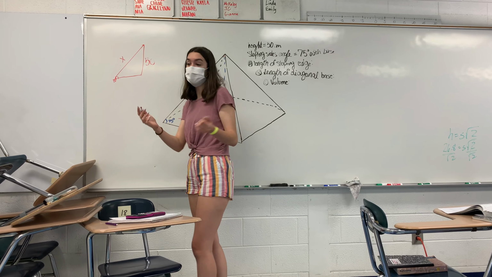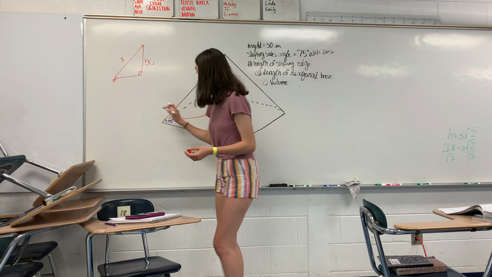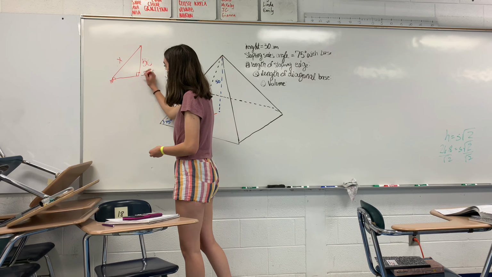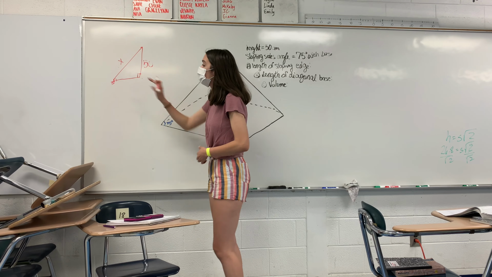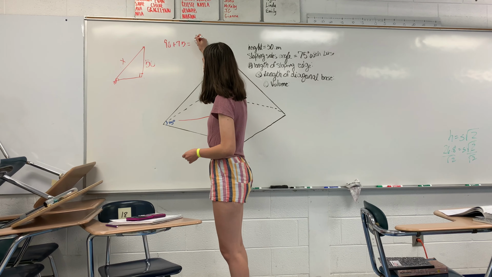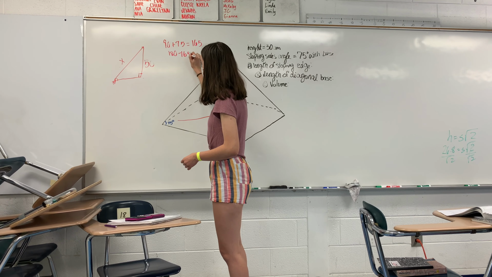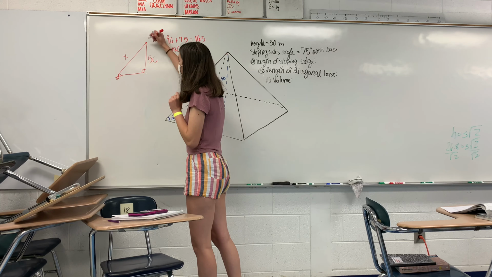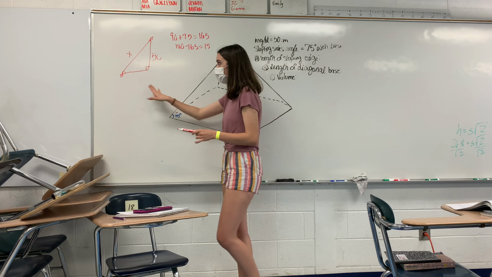Now, we can also find the angles of all three corners. This is a right angle because they meet at the center of the base, so that's 90 degrees. To find this little angle, 90 plus 75 is 165, and 180 minus 165 is 15. So this little angle up here is 15 degrees. I'm writing it outside of the triangle because I don't have enough room inside.